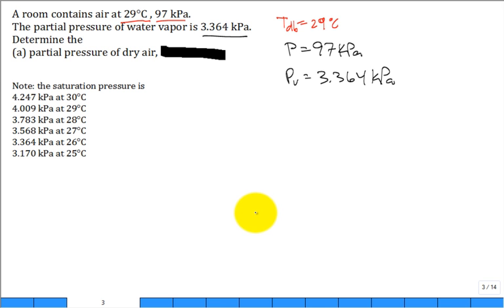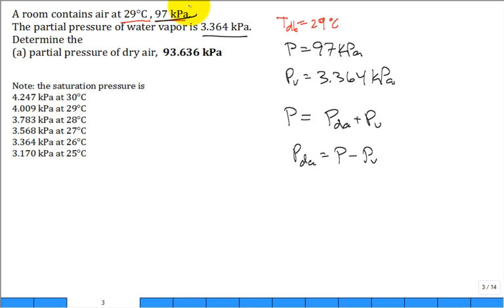I'll take a volunteer from over here. So you know that the total pressure is the dry air plus the vapor pressure. So just what you said, the dry air pressure is the total minus the vapor pressure. We calculate that. We find it's not 97, it's 93.6. All right? You would keep all those digits in your calculations. If this was the final answer, you'd round it off to 93.6 kilopascal. Part B.